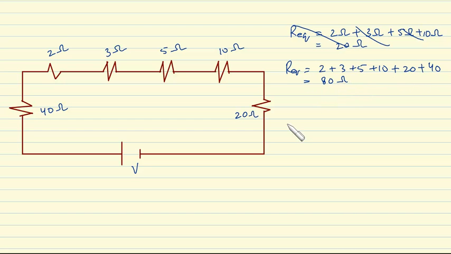This will be our new equivalent resistance, which means that if we replace all these resistors with a single resistance of 80 ohm, then this circuit will be exactly the same. Now I think that we have done enough practice on series circuits. Now let's move on to parallel circuits.